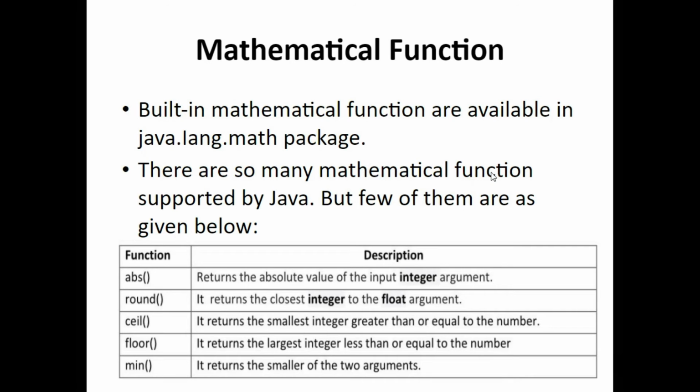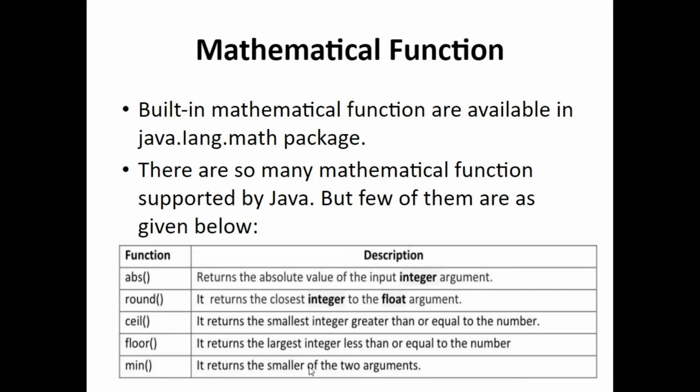There are so many mathematical functions supported by Java, but a few of them are given below. First are absolute, round, ceiling, floor and minimum. The absolute returns the absolute value of the integer argument. Round returns the closest integer to the float argument. Ceiling returns the smallest integer greater than or equal to the number. Ceiling and floor, we will see these two functions with an example, then it will be clear. Floor returns the largest integer less than or equal to the number.